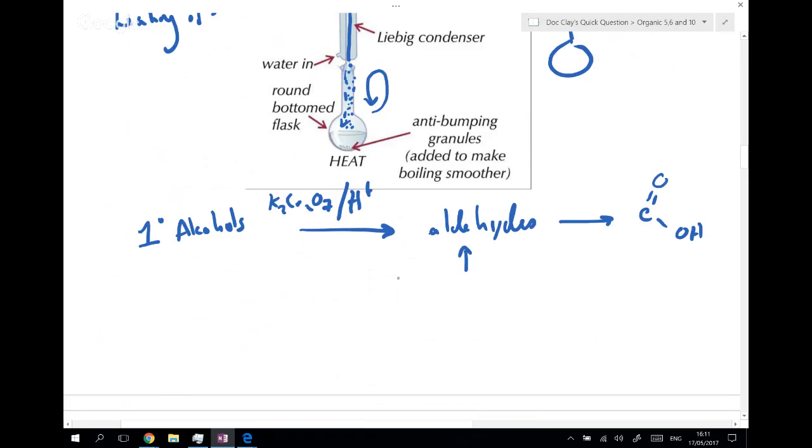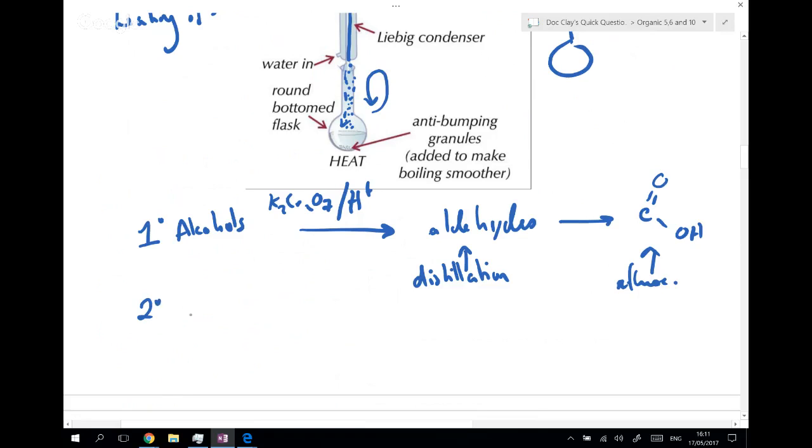We have to do distillation, because that allows for the product to be tapped off before further oxidation occurs. But if we allow for reflux, then we continue reacting these substances together and we get further oxidation to the carboxylic acid.